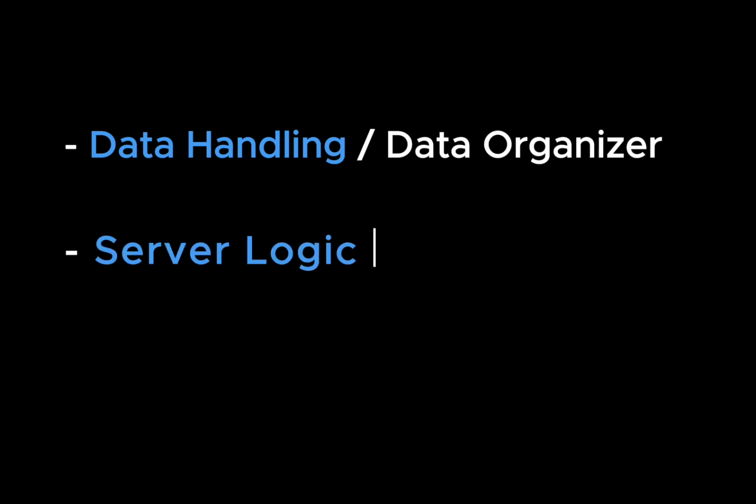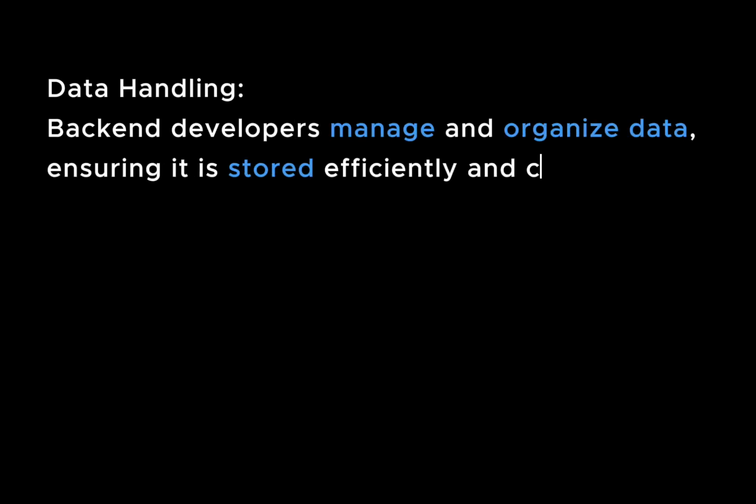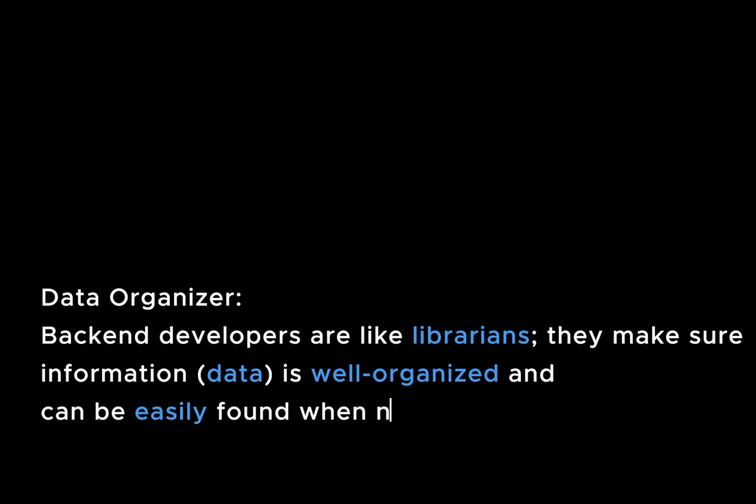Data handling, which is like a data organizer. Server logic, which is like a rule maker. Security implementation, which is like a security guard. So data handling is when backend developers manage and organize data, ensuring it is stored efficiently and can be easily accessed when needed. To explain this in an easier way, it's like a data organizer. Backend developers are like librarians. They make sure information is well organized and can be easily found when needed.